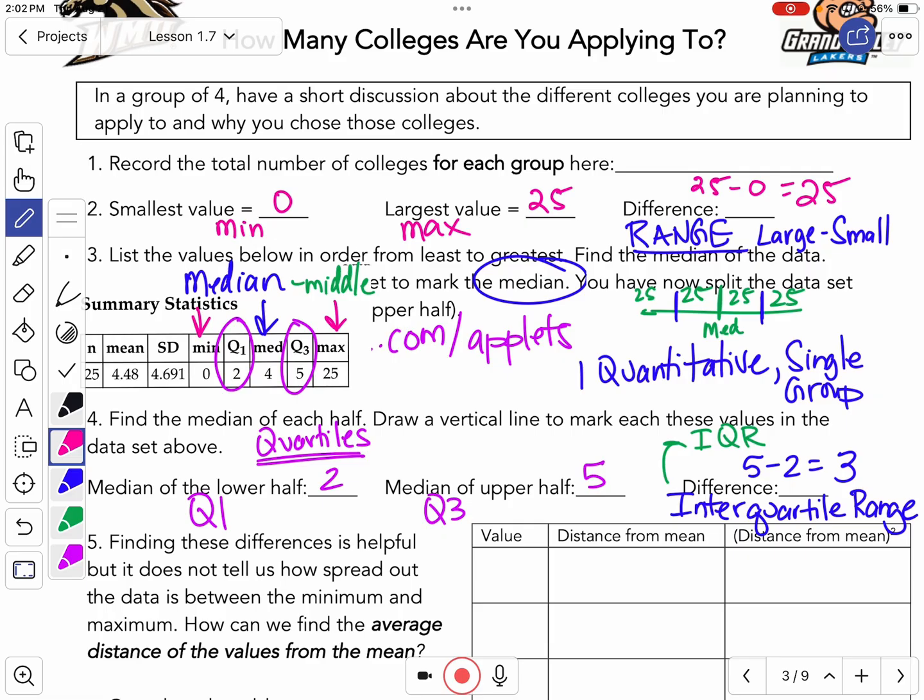So if I want to do range, max minus min, okay? Interquartile range, Q3 minus Q1. So I don't have to do any statistics, really. I don't have to do any work. I just put the data in and do that simple subtraction, which is nice.